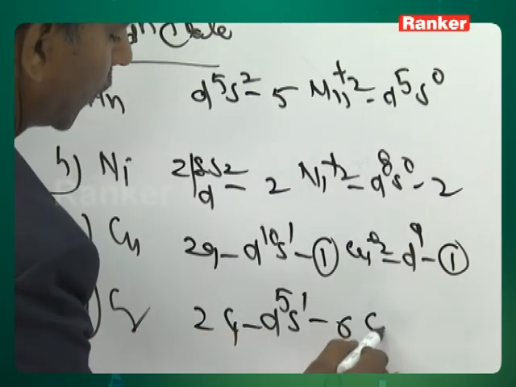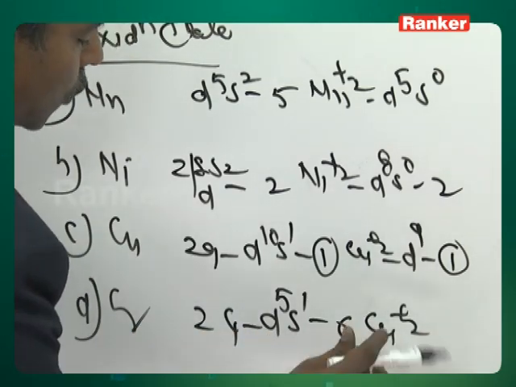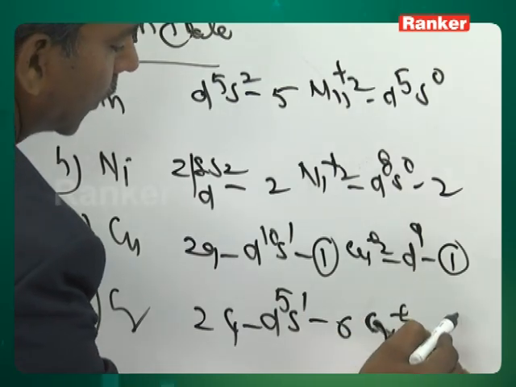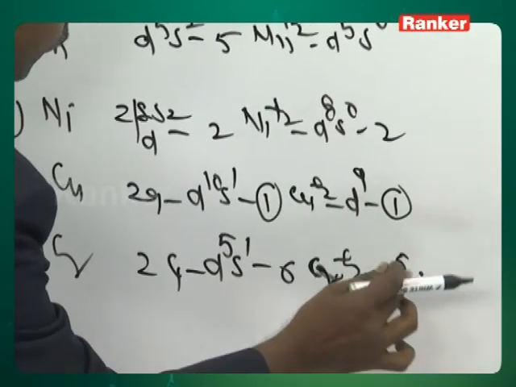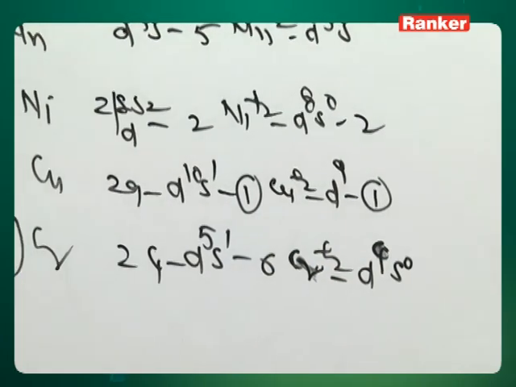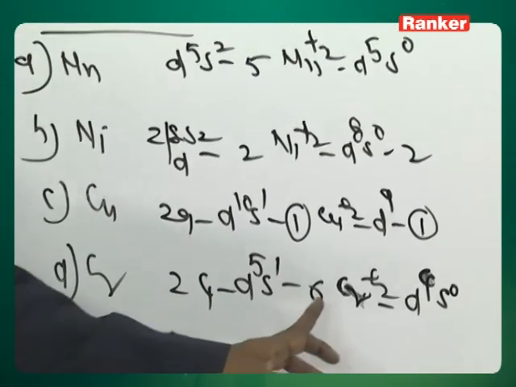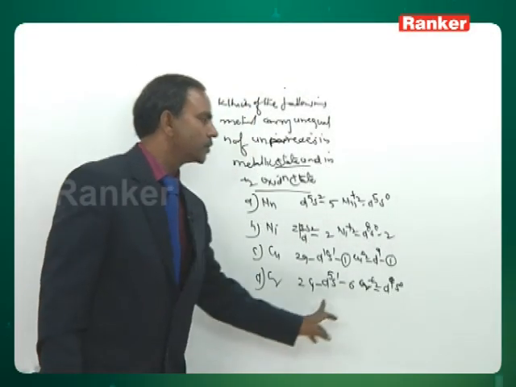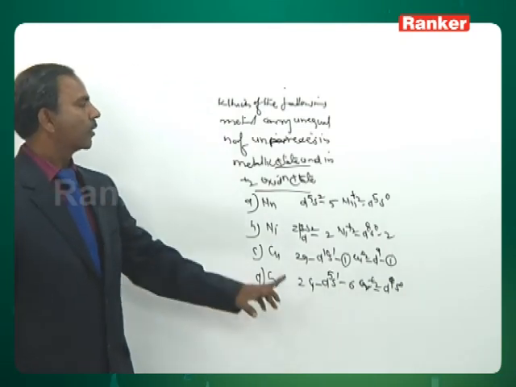Now take the chromium +2 electronic configuration. This will be what? d5? No, +2 means d4 s0. So chromium in the metallic state has 6 unpaired electrons, and in the +2 state 4 unpaired electrons. So this is actually the correct answer.